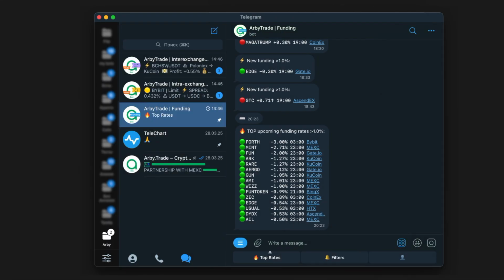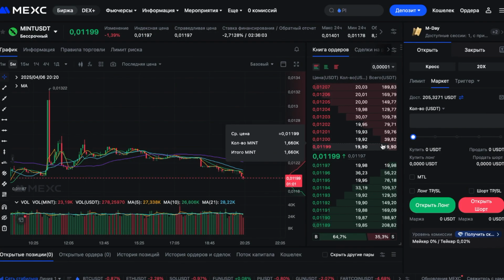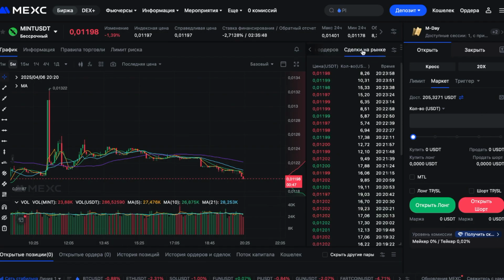Let's look at a couple more situations. The coin mint has a good funding rate and is on MEXC. But we see that there aren't enough volumes in the order book. The order flow also shows trades happening on tiny volumes.